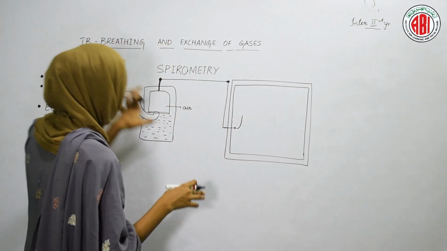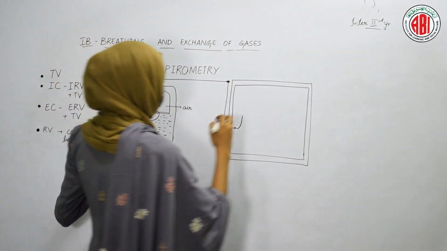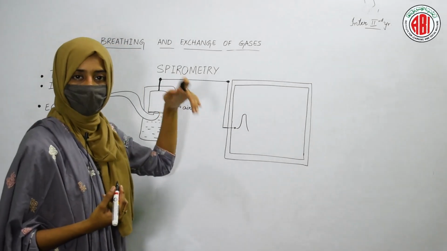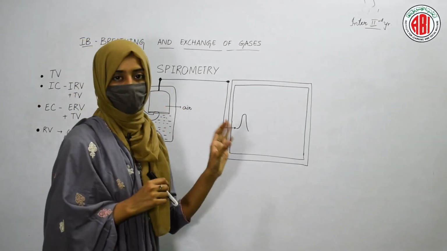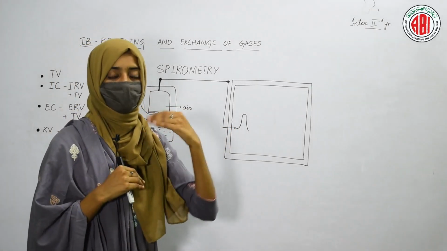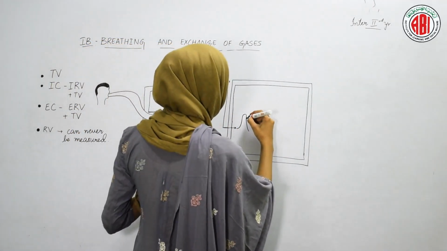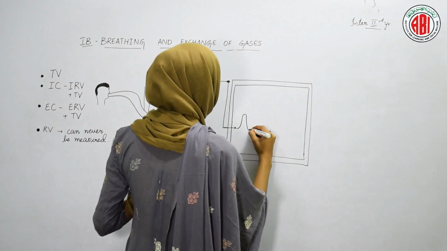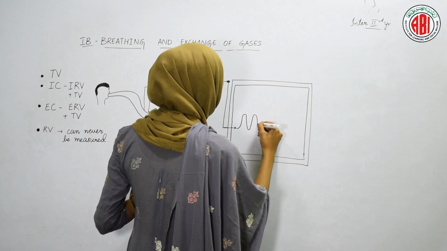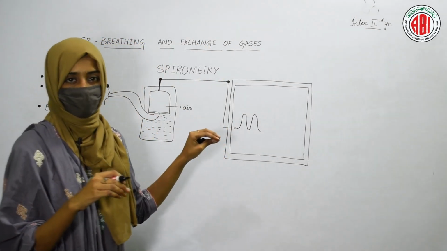Now when the person exhales the air, the line can be marked downwards. So whenever a person performs expiration, that means when he exhales the air, this graph is marked in this way towards the downside. Then again the person takes the air in, it rises up. Then again when the person exhales the air, it moves down. The graph of a normal expiration and inspiration can be seen.